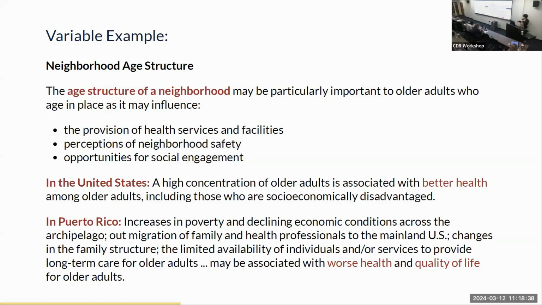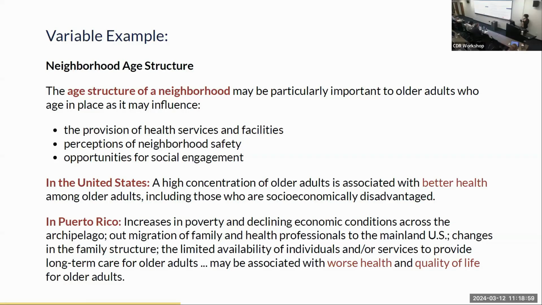And most of the research that I read here in the United States, or at least the contiguous, I always get that word funny, the contiguous 48 states, most of that research shows that a high concentration of older adults is generally associated with better health among those older adults, even for those who are living in socioeconomically disadvantaged contexts.